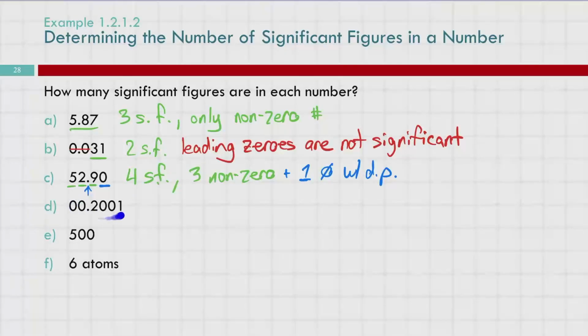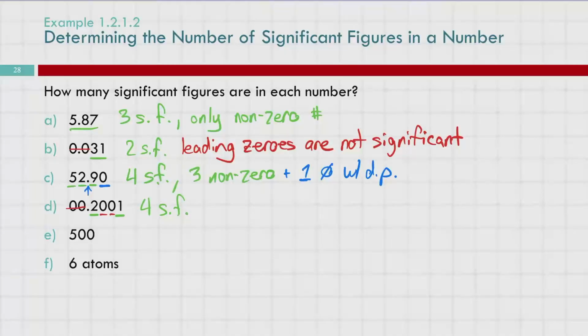All right, 00.2001. We've got our 2 and our 1. Those are definitely significant. We've got these zeros up in the front. We've seen leading zeros before, not significant. And then we've got interior zeros. Those interior zeros are significant because they're between 2 non-zero numbers. Right? They're between the 2 and the 1. So this will be 4 sig figs.